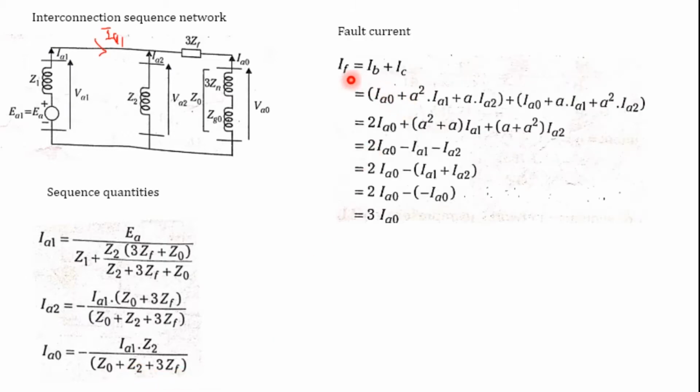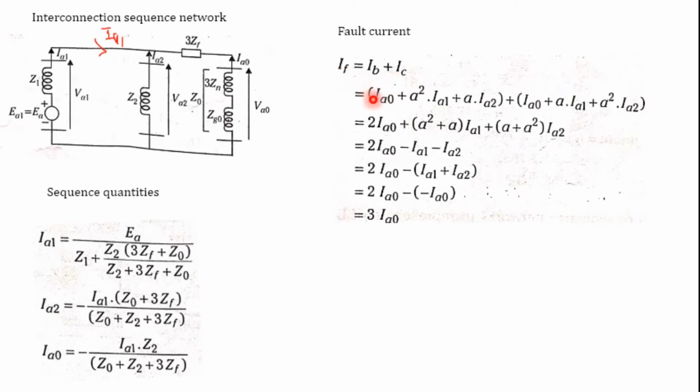Consider that this is the value of the branch current which is flowing, Ia1, and apply the current division formula. Ia2 is equal to minus Ia1 times the impedance of the other circuit, that is Z0 plus 3ZF, divided by the total impedance. Similarly, Ia0 is minus Ia1 times the impedance of the circuit, Z2, divided by the total impedance, that is Z0 plus Z2 plus 3ZF.